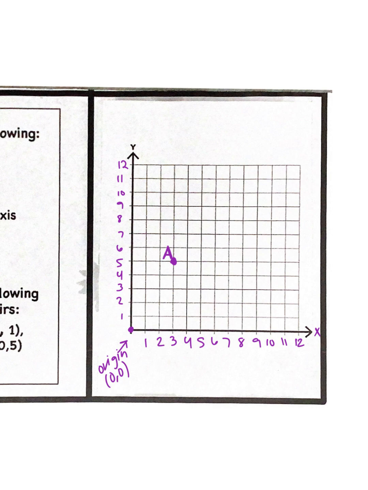Okay. You're going to plot the rest of them and label them. So you have B, C, D, E, and F. So try plotting them. Remember, the first one tells you how far over to go. The second number tells you how far up to go.